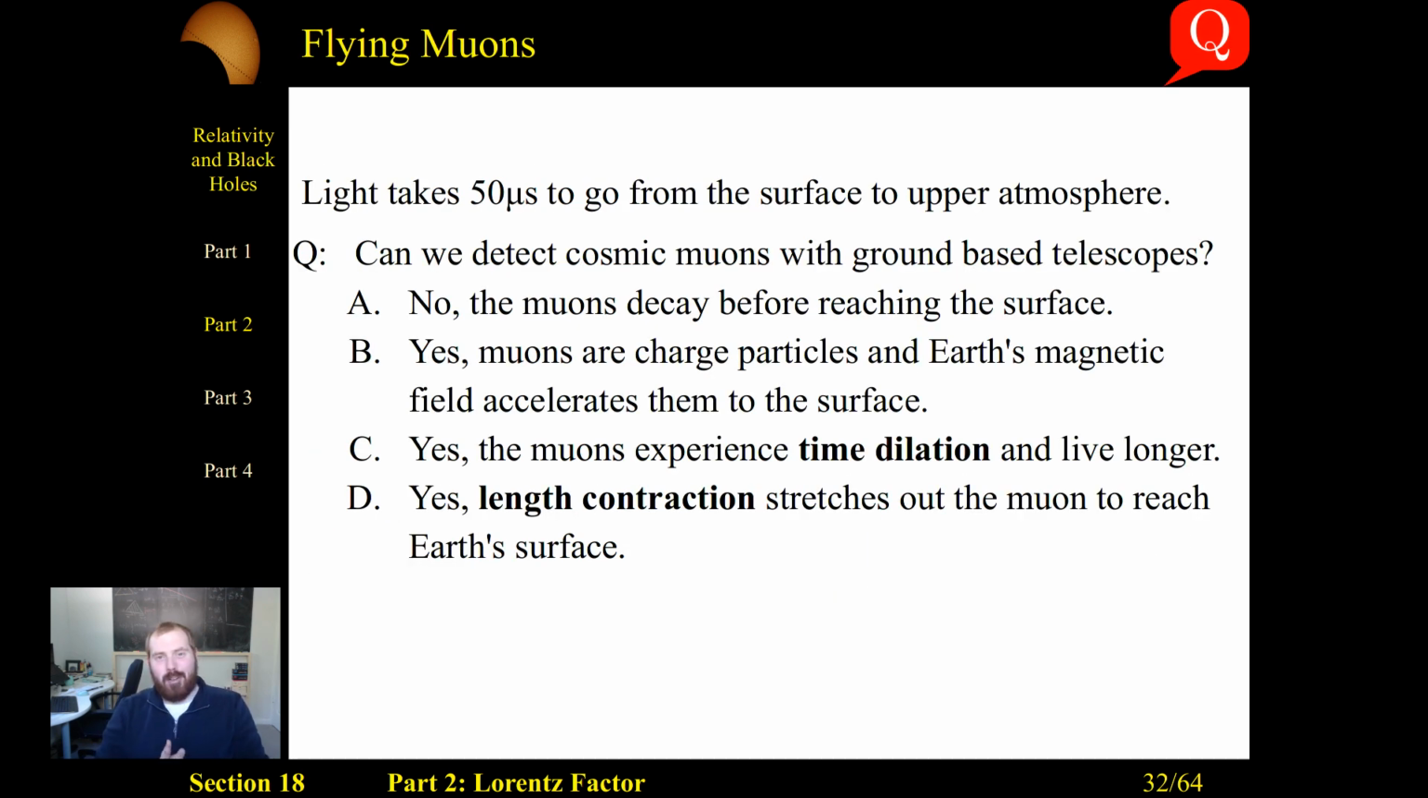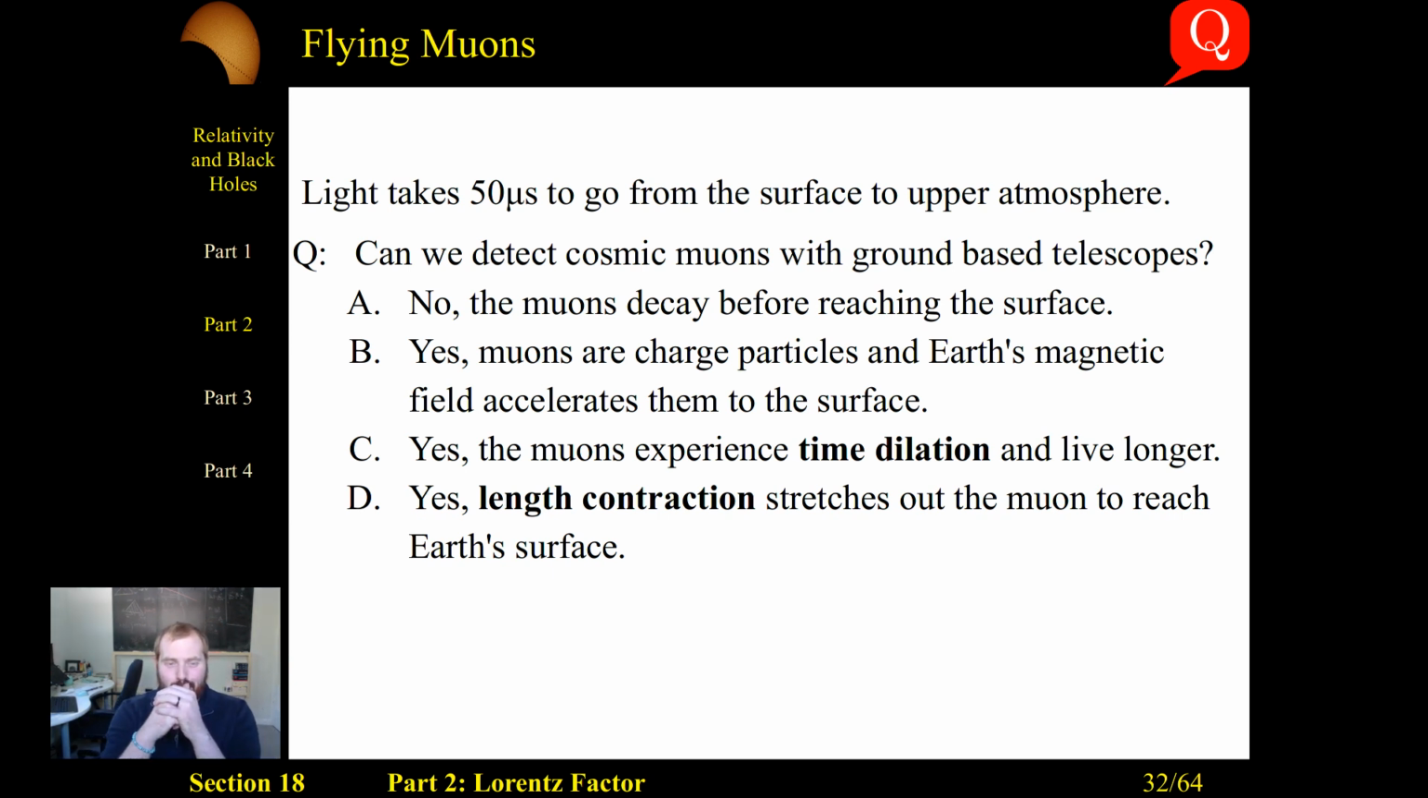So, a question for you. If light takes 50 microseconds to travel that far, and a muon decays in 2 microseconds, can we ever detect a muon with ground-based telescopes? Can I ever set up a telescope on my desk here and just wait for the cosmic ray to come down, smattering the atmosphere, and wait for that muon to fall down and hit my detector?